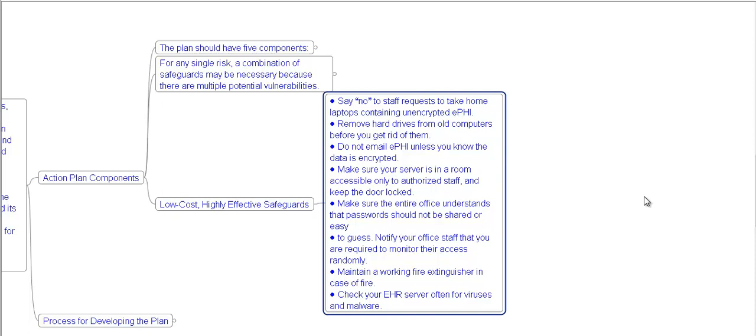easy to guess. Notify your office staff that you are required to monitor their access randomly. Maintain a working fire extinguisher in case of fire. Check your EHR server often for viruses and malware.